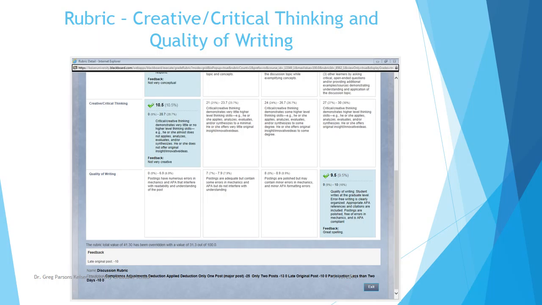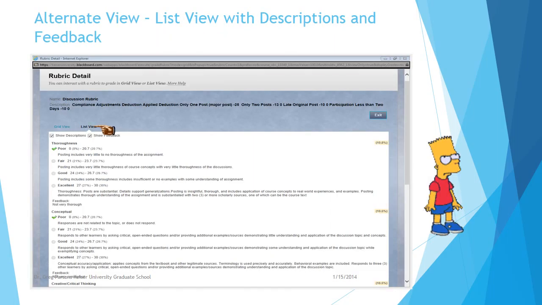Then down at the bottom, you'll see that this particular student turned in their post late, so although they had a 41.3 in terms of the assignment, because the posting was late, there's an automatic deduction of 10 points from that. So the eventual score that they got was a 31.3 out of 100. Ay, caramba!